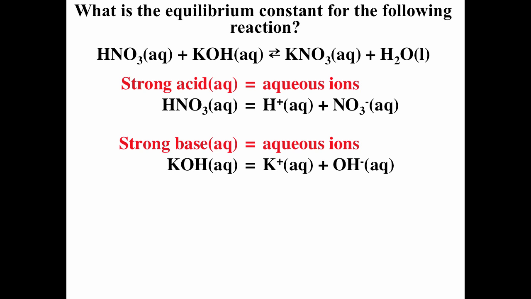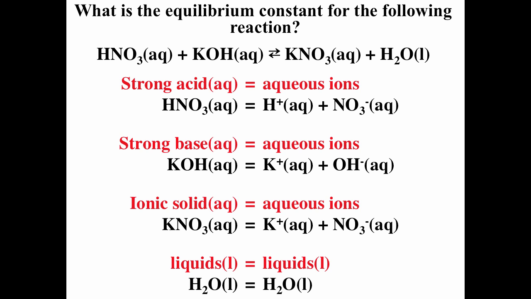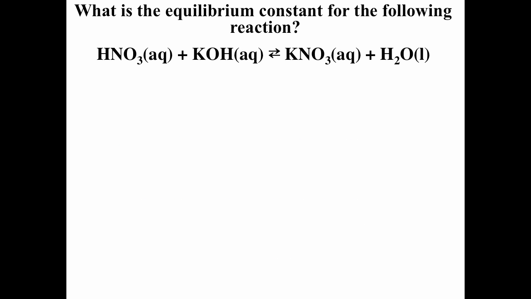And then KNO3 looks like an ionic solid, but you have that aqueous. And so if you have something that looks like an ionic solid, but it's aqueous, it means it's broken apart into aqueous ions. Now for the liquid, it's just liquid. It doesn't break apart. And so we can take this reaction and we can substitute the ions indicated. And so again, this is the reaction.